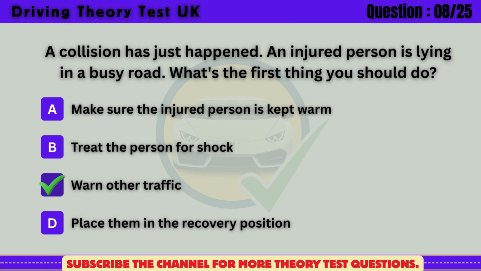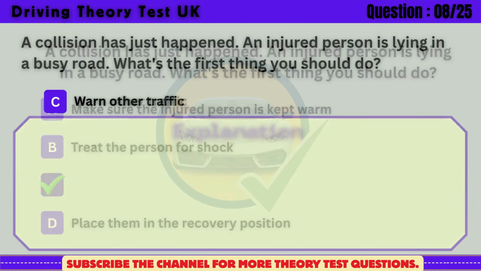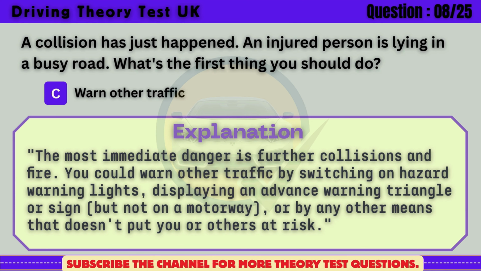Answer was C. Warn other traffic. The most immediate danger is further collisions and fire. You could warn other traffic by switching on hazard warning lights, displaying an advance warning triangle or sign, but not on a motorway, or by any other means that doesn't put you or others at risk.